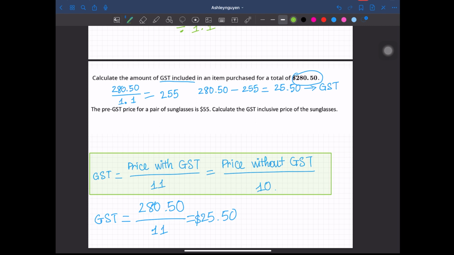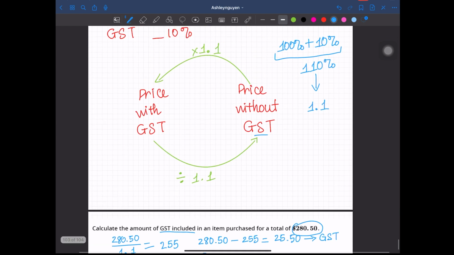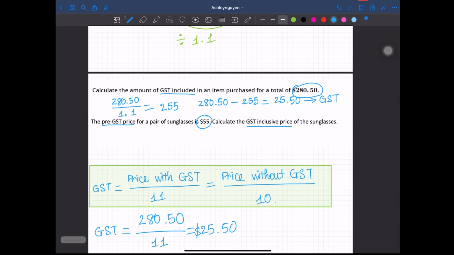Alright, let's come to the next one. The pre-GST price for a pair of sunglasses is $55. Calculate the GST inclusive price. As I said before, to go from the price without GST to the price with GST, you multiply by 1.1. So for that pair of sunglasses, $55 times by 1.1 equals $60.50. That is how much you have to pay for that pair of sunglasses.